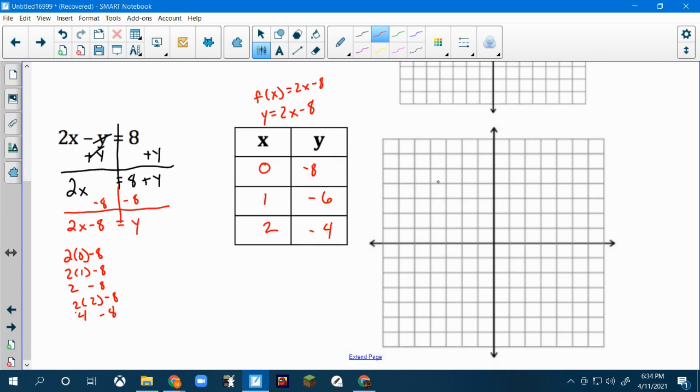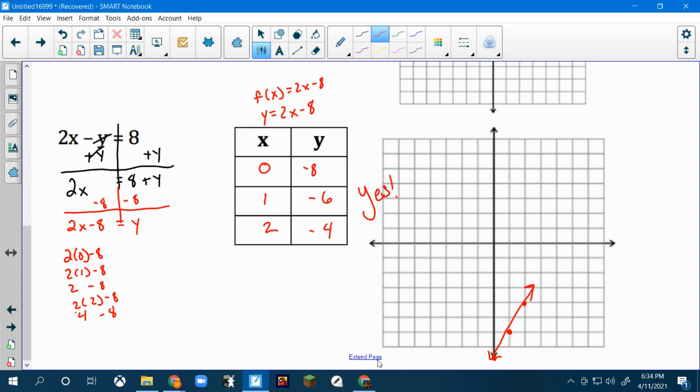Is this a function? Well, let's find out. 0, negative 8; 1, negative 6; 2, negative 4. Looks like a function to me. Again, 2x minus 8, is that a function? Yes, it is.